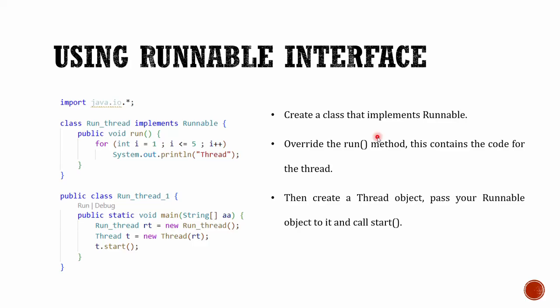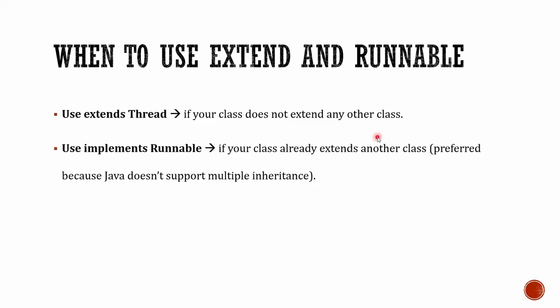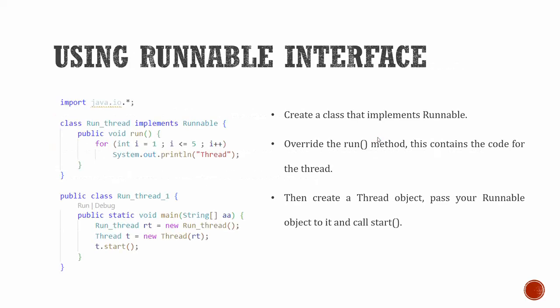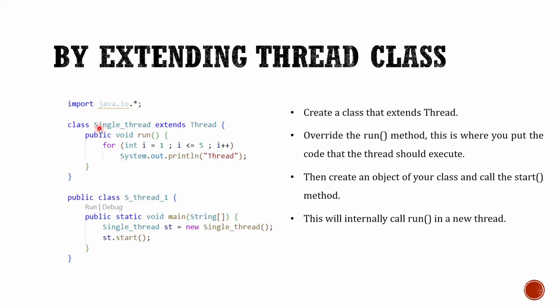Okay. So this is how we will be creating a thread using the runnable interface. You might wonder why we have these two techniques to create a thread. Why? Because, for example, when we extend Thread, if there is a class, let's take this example, to make this single class a thread class, I'll just extend Thread. Think of it that this class already extends some other class.